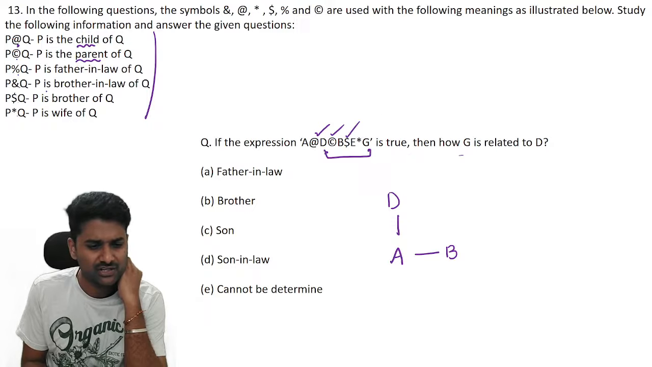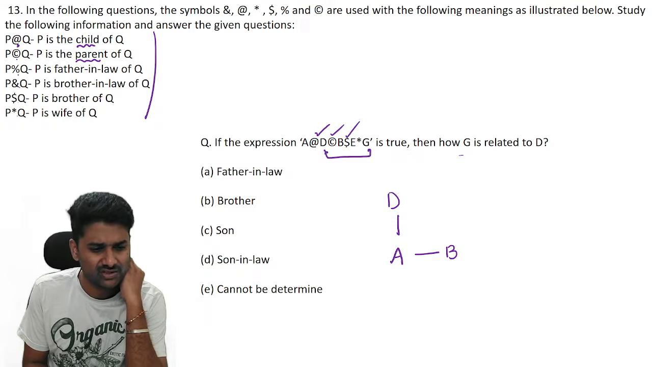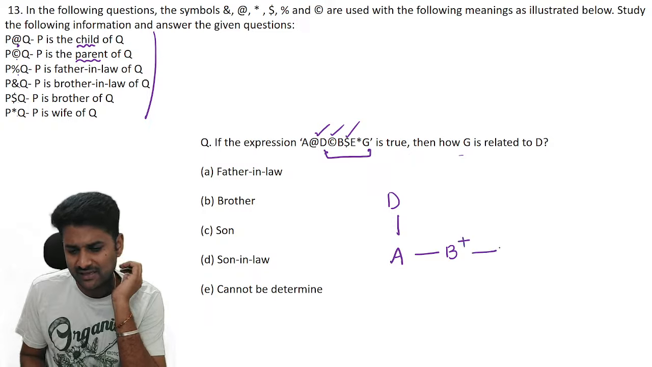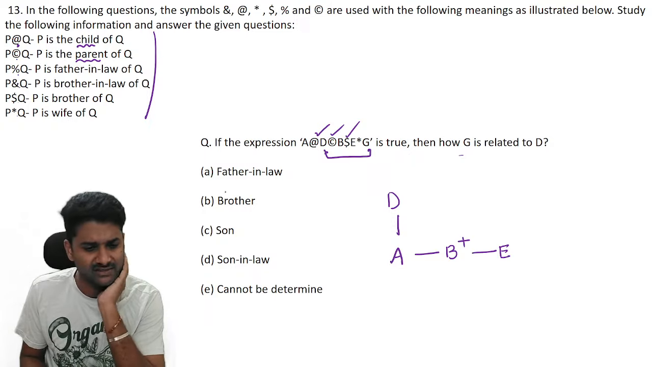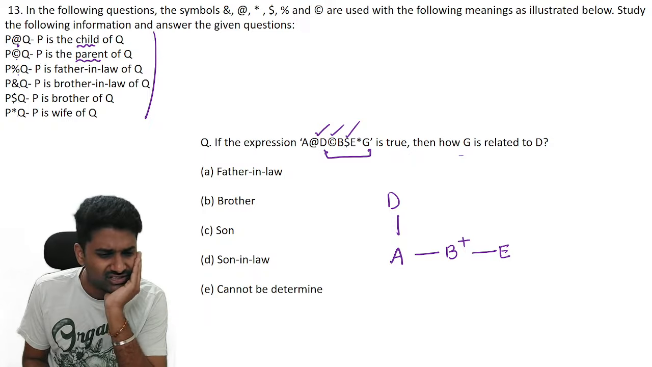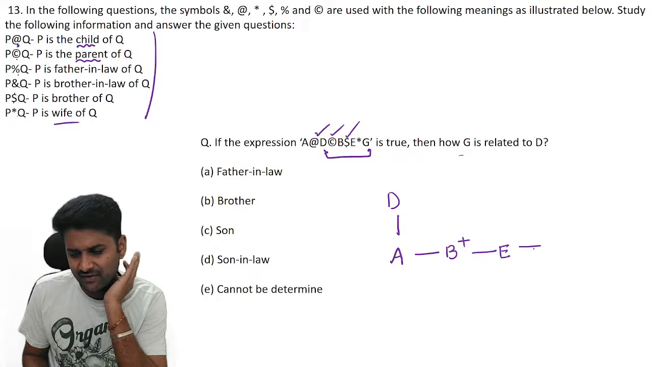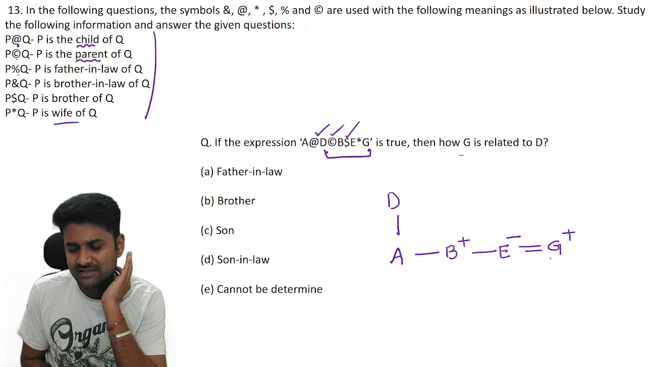Next one, dollar. Dollar is brother. Who is brother? B is brother of E, so we get the gender. Next one, star. Star represents wife. Who is wife? E is wife of G. If E is wife, we can conclude that G is husband.